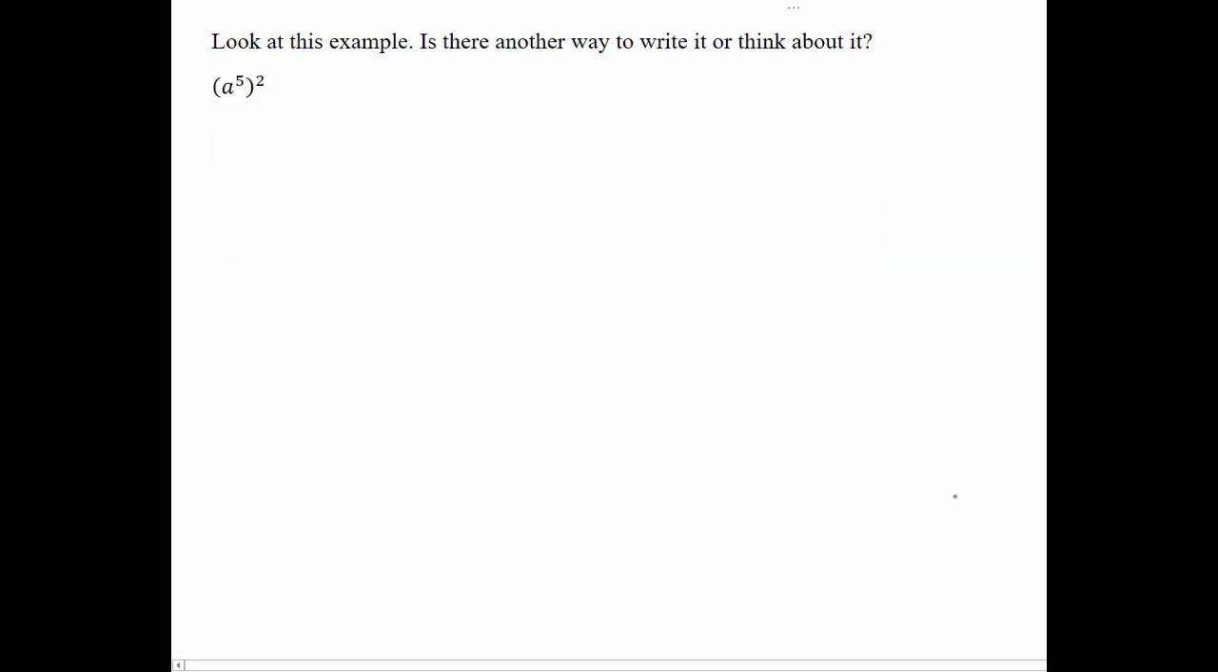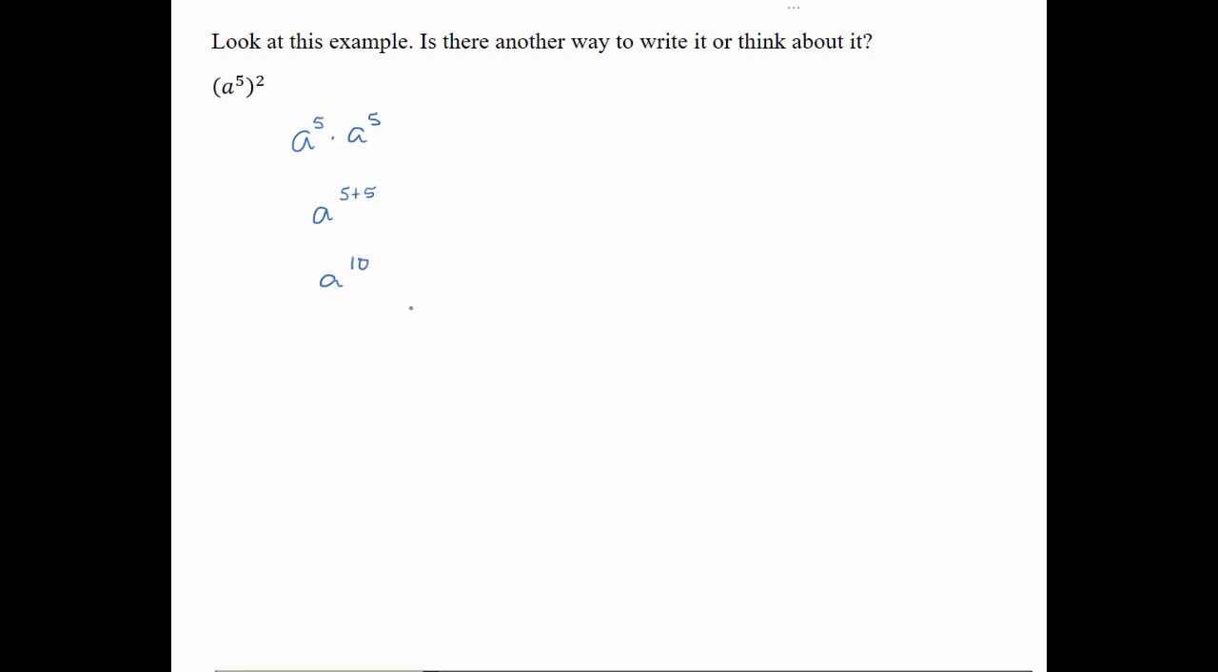Now look at this example. Is there another way to write it or think about it? I have a to the 5th times a to the 5th. Remember, I have this base. We're looking at a to the 5th as the base squared. So a to the 5th is multiplying itself twice. Now I already know that a to the 5th times a to the 5th means a to the 5 plus 5. So we end up with a to the 10th.